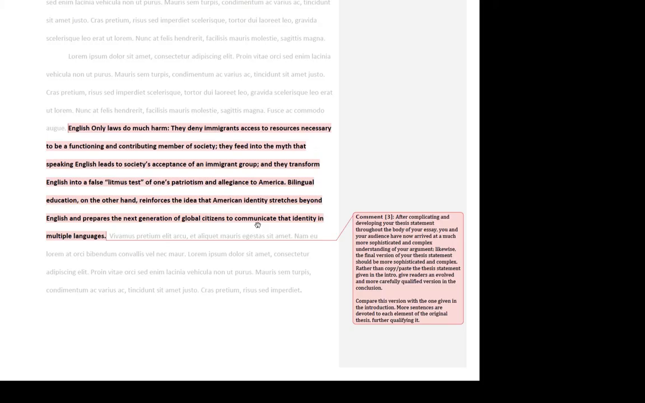Finally, the version of your thesis statement in the conclusion should be the most evolved and complex. After all, readers have traveled through all the evidence and analysis in your body paragraphs and have arrived at the end hoping for a lasting impression of your argument. If you provide enough detail and depth here, readers are more likely to still be thinking and talking about your ideas long after they've finished reading.